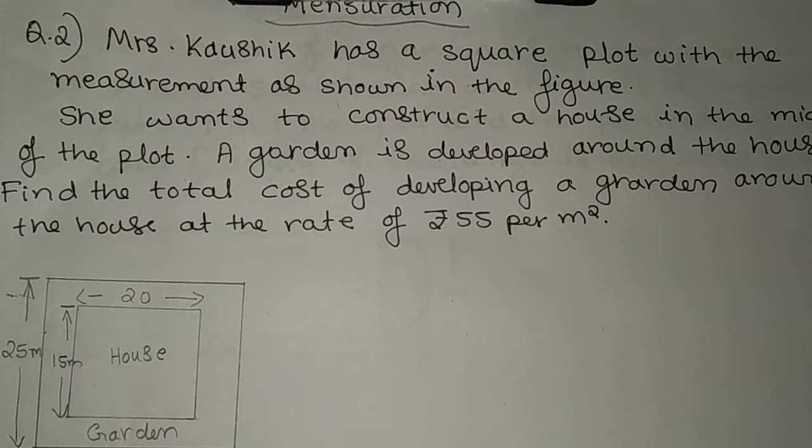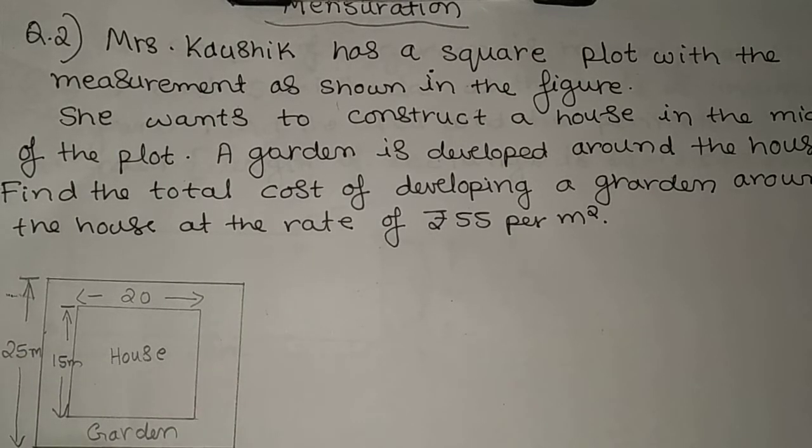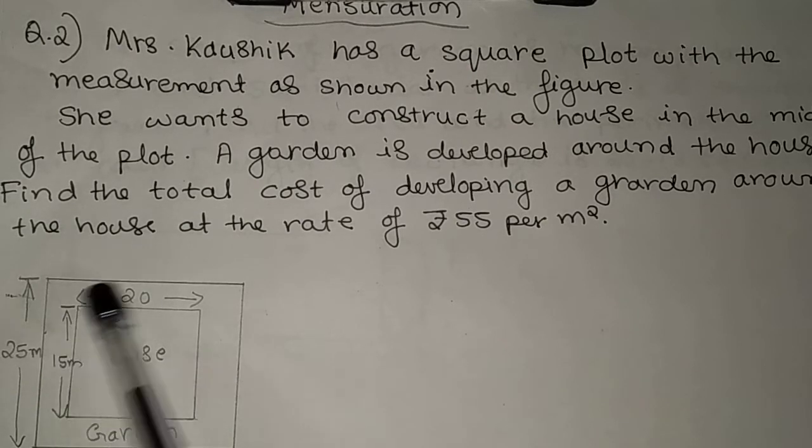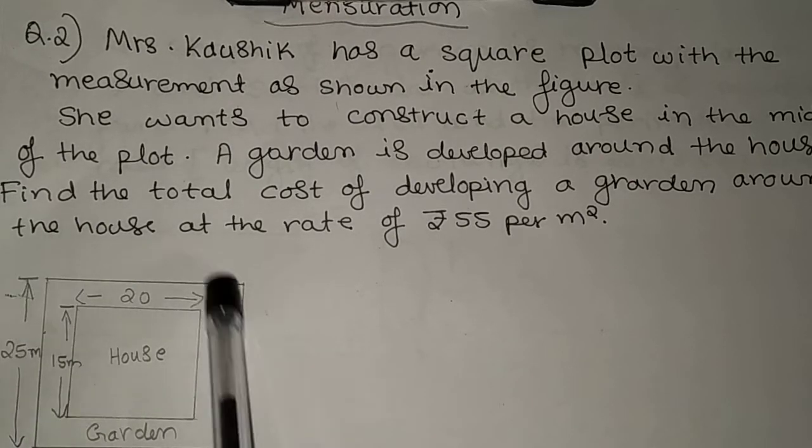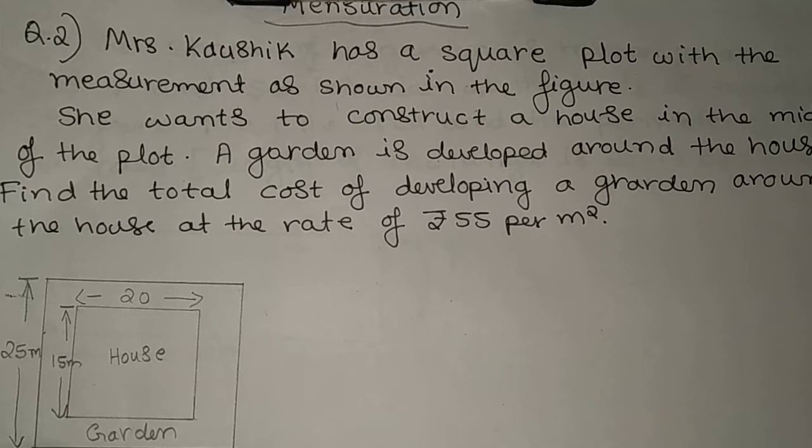So Mrs. Kaushik has a plot, and the measurements are given here. She wants to construct a house in the middle of this plot and also a garden around the house. A piece of land is there, of which Mrs. Kaushik is the owner. So we have to find out the total amount or the cost for developing the garden around the house at the given rate.